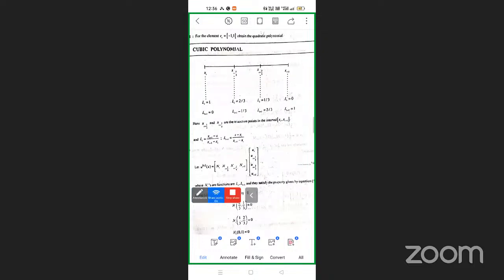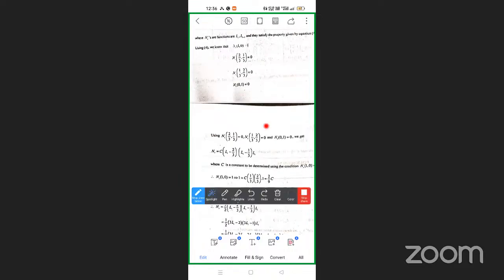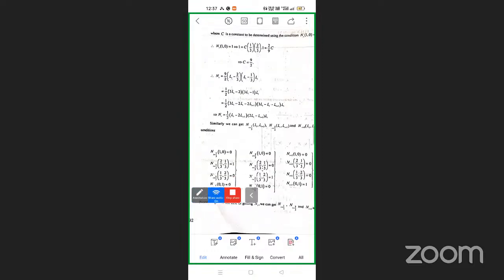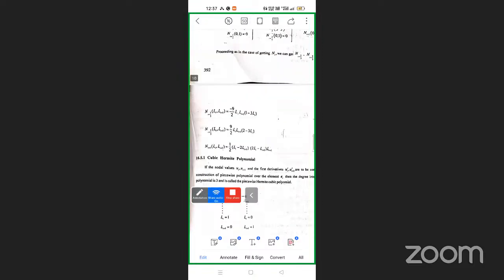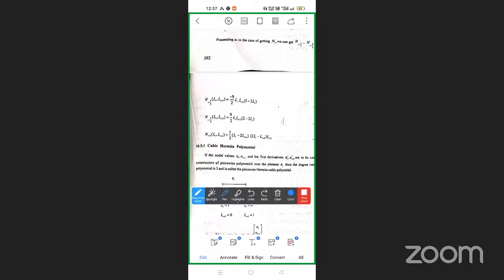Here also we can use Lagrange's interpolation formula. Here also same. Ni of 2 by 3 comma 1 by 3 is equal to 0. Ni of 1 by 3 comma 2 by 3 is 0. Because these coordinates are not equal, in this case we are getting 0. Ni of xj is equals to 1 if i is equals to j. So that is 2 by 3 not equals to 1 by 3. So here 0, here also 0, here also 0. The final formula. So these are the final formulas for cubic polynomial.